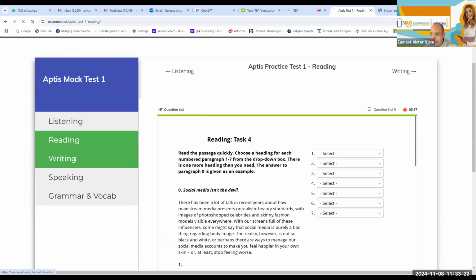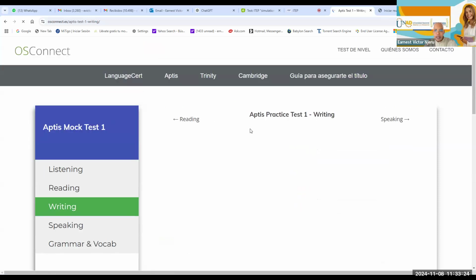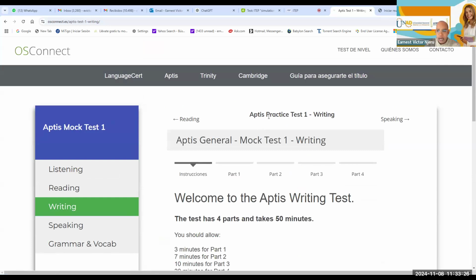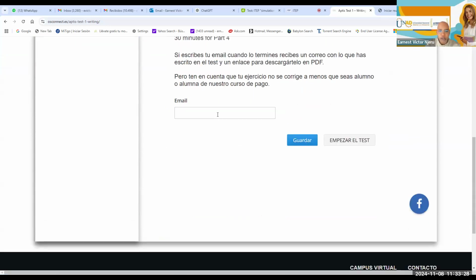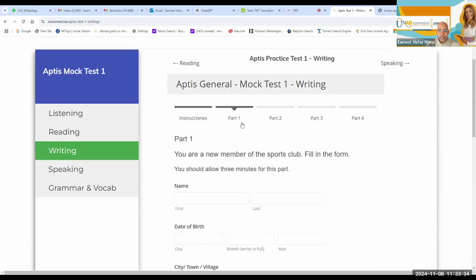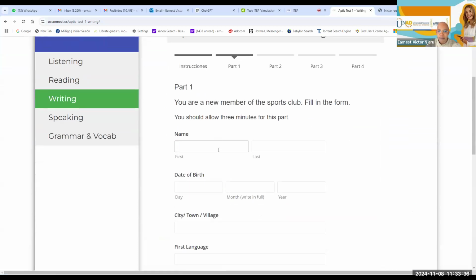And as we wind up, we are going to find the writing. I'm going to show you how writing is very easy. When it comes to the writing in the Aptis, you are supposed first of all to write your email here. For example, you write your email there and you say, start the exam. Once you start, you see part 1 is about your name. You write your names. The most important, the first letter should be in caps, capital letter.